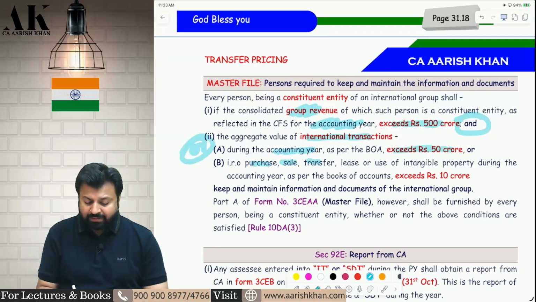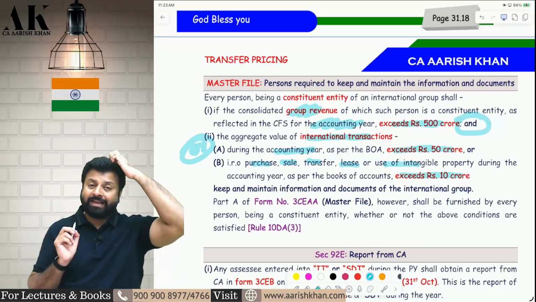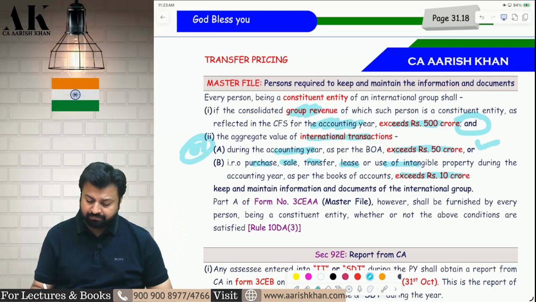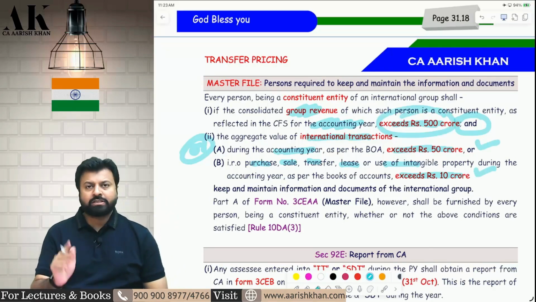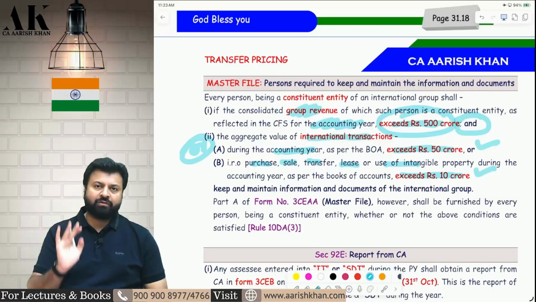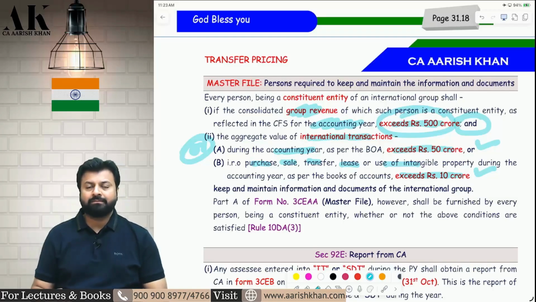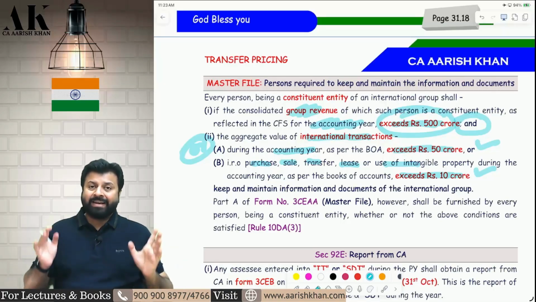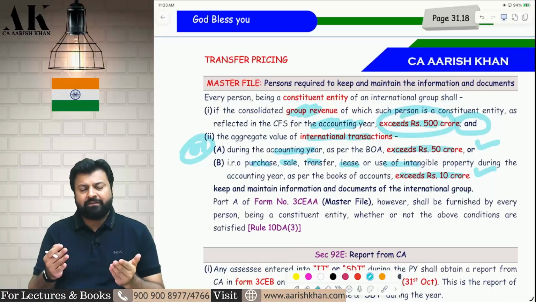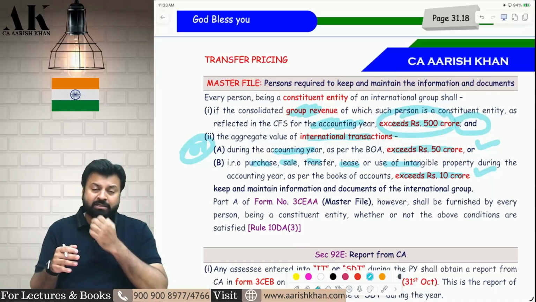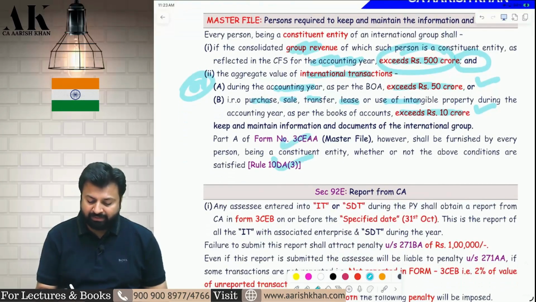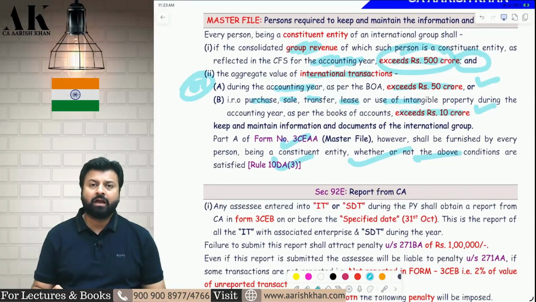Or individual international transaction like purchase, sale, lease, transfer, etc. should exceed 10 crore. Either aggregate international transaction should exceed 50 crore or individual transaction should exceed 10 crore. Along with that, the turnover should exceed 500 crore. Turnover condition has to be fulfilled. There is no excuse in that. So the global turnover in the current year should exceed 500 crore, and the aggregate value of international transactions should either exceed 50 crore or the individual value of an international transaction should exceed 10 crore. Then you have to file part B of master file. Part A everybody has to file. I hope it is clear to all of you.